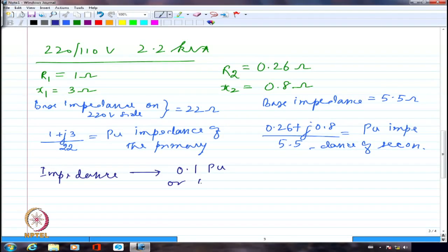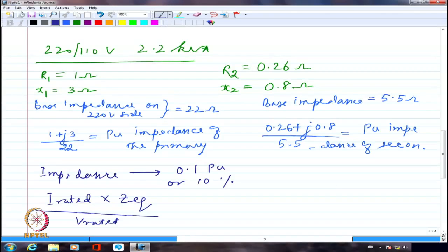So what we mean by this is, I rated multiplied by whatever is my Z equivalent in my transformer divided by V rated. Only thing you have to make sure is I rated and V rated, I take completely on the LV side or completely on the HV side. Similarly, I take Z equivalent also completely from the LV side or completely from the HV side. I better take everything from one side. This is equal to 0.1. That's what it means.